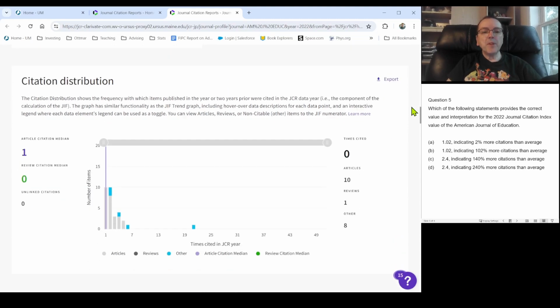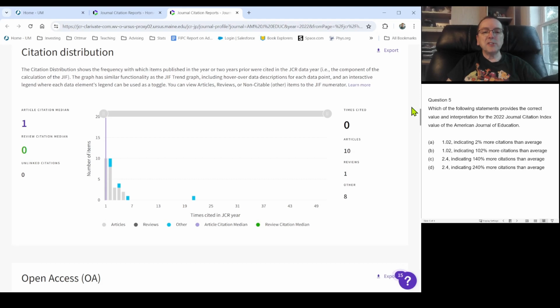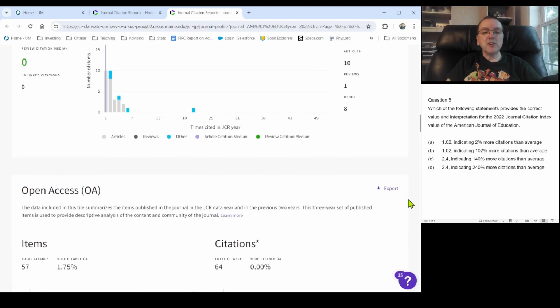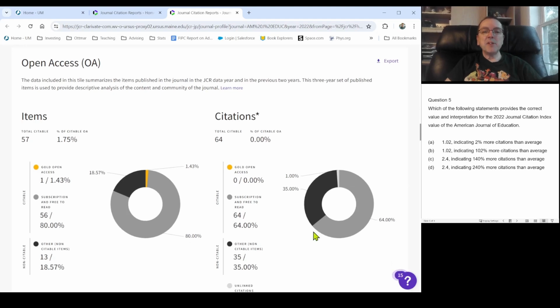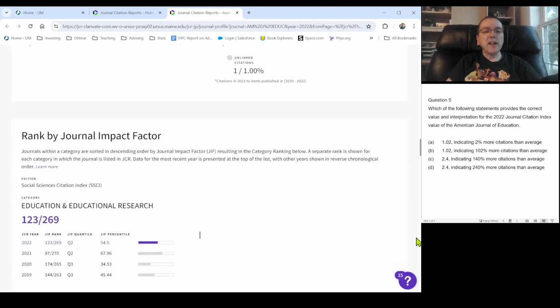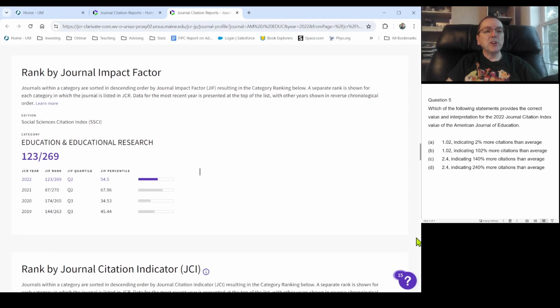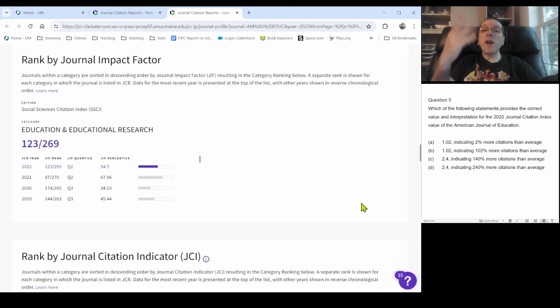Okay, let's keep going. So citation distribution, just some interesting things you can see. This gives you a sense of how many times different articles were cited. A lot of them were cited somewhere around 1 to 6 times. One of those articles was cited a lot, so that one article is helping to boost up their impact factor. That's good to know. It gives you information about open access, how many of their materials are available on open access. And then we have ranks, and journals can be ranked in 2 different ways.